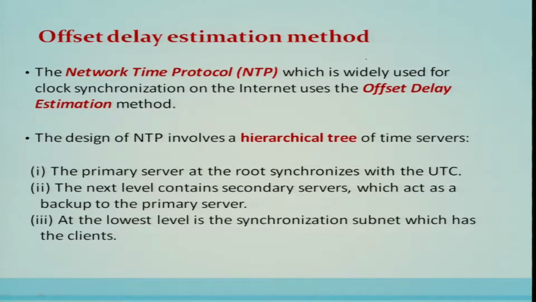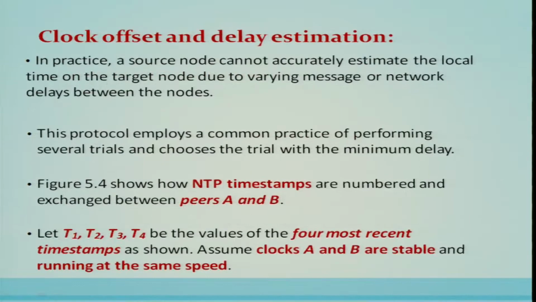The network time protocol, which is widely used for clock synchronization on the internet, uses the offset delay estimation method. The design of the network time protocol involves a hierarchical tree of time servers. That is, the primary server at the root synchronizes with the UTC. The next level contains the secondary servers, which act as a backup to the primary. At the lowest level is the synchronization subset, which has the clients.